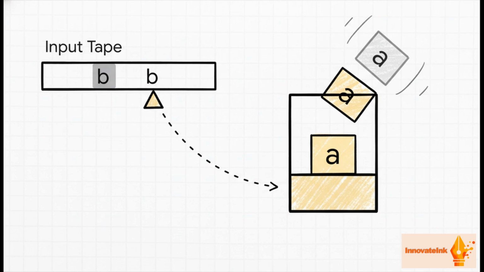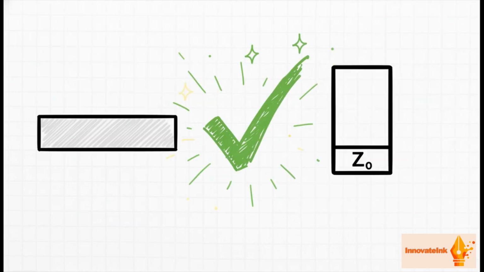And look what happens at the end of the process. The input is empty, and the stack is also empty, right down to our initial marker. That's the signal for success. The machine accepts the string because everything matched up perfectly. The memory was used up exactly as the input was read.